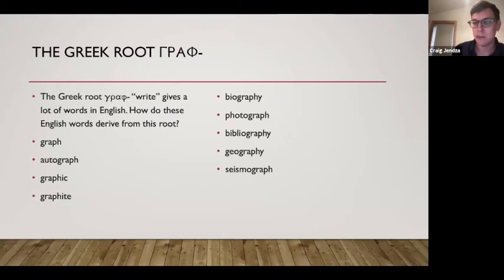Bibliography, writing down of books. Biblio, books. Geography, writing down of land. Or a seismograph, the thing that measures earthquakes, is a thing that writes down shakings. The Greek word seismo means shakings or quakes. And I could have gone on for another 30 or 40 or 50 words here, but I only have time for a little bit. Okay, so Greek is very pervasive in English for sure.